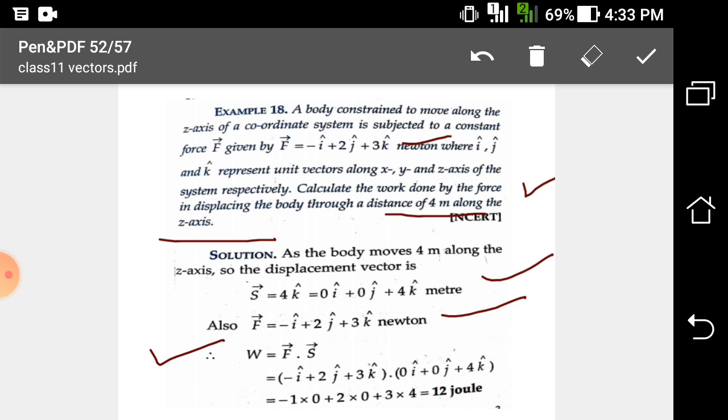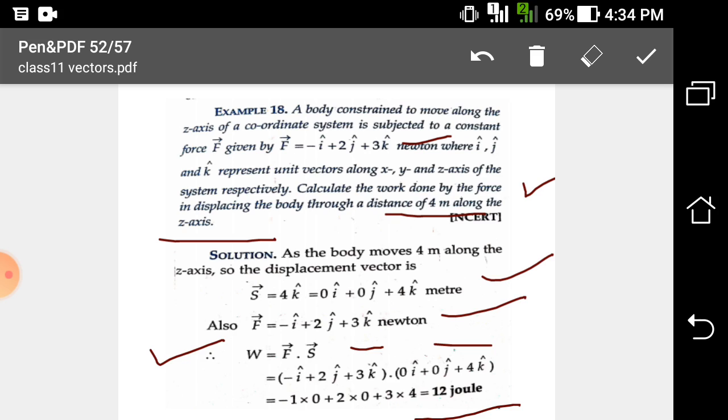Now we have to find the dot product F dot S. So work done is equal to F dot S. Work is a scalar quantity. By substituting the value of force and the value of displacement, we get I dot I is 1, minus 1 into 0, plus 2 into 0, plus 3 into 4 K dot K is 1. So from here we can find the answer, that is 12 Newton.